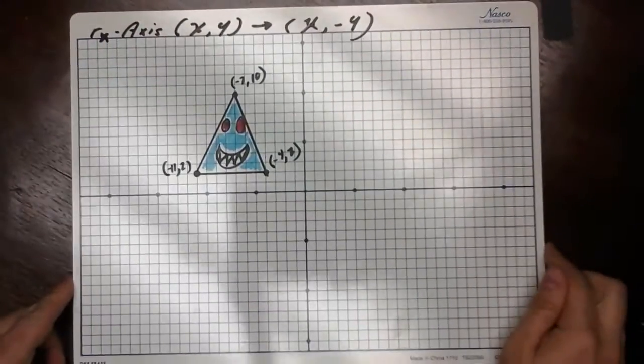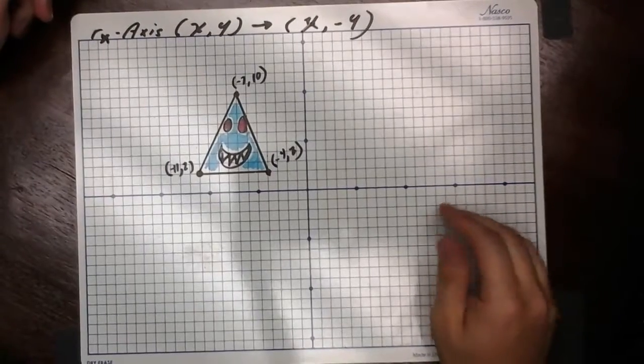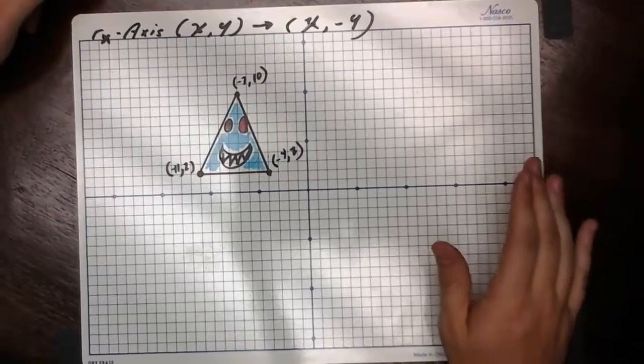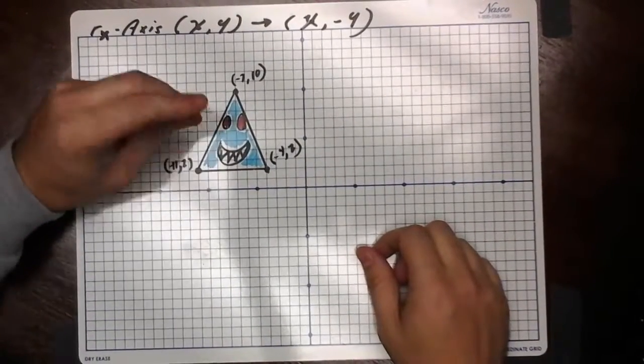Okay. Let's look at a couple examples. First, we're going to reflect over the x-axis. Let's take a look at what that should look like. I wish I had a mirror. Hold on a second.